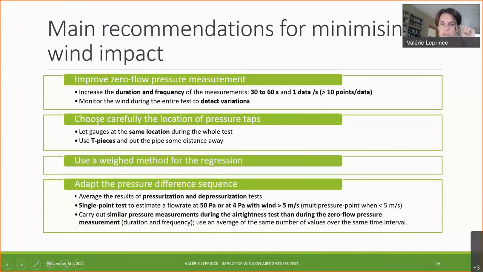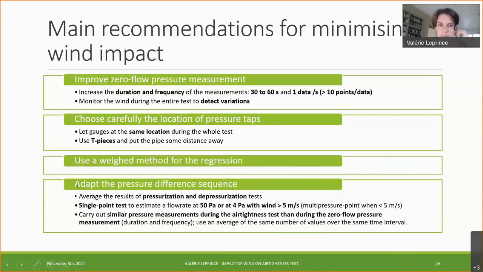The second part, very important, is to choose carefully the location of the pressure taps, mainly the external pressure taps, and leave the gauge exactly at the same location during the whole test. This is very important, and maybe use T-pieces to put the pipe some distance away. Also very important is to stop making a basic linear regression and use a weighted method for the regressions. It allows decreasing uncertainty and also better estimating uncertainty, so that is very important.